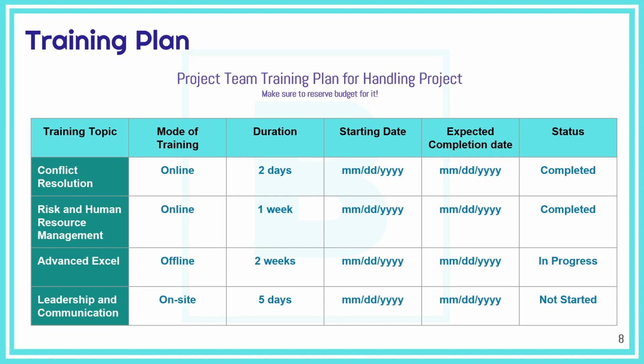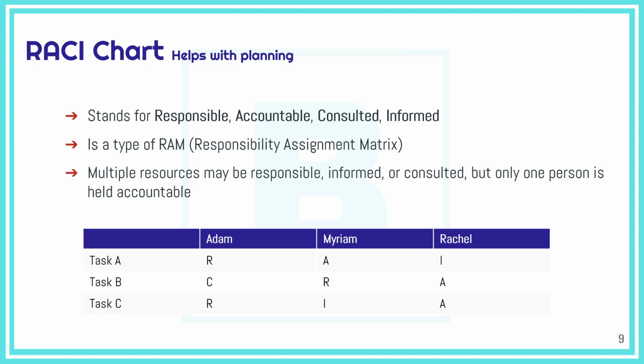We also talked about different resource planning tools. We talked about the resource breakdown structure, how to plan for resources in the project, using resource calendars, some other tools such as the resource histogram, and even the RACI chart. RACI stands for responsible, accountable, consulted with, and informed. It's a type of responsibility assignment matrix. And we said that for a task, maybe more people can be responsible or can be informed of the progress, or they can be consulted with, but there is always only one person held accountable for each particular task.